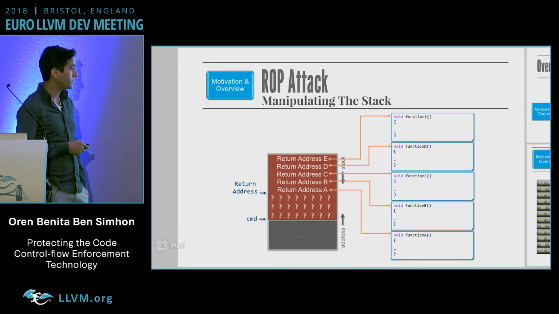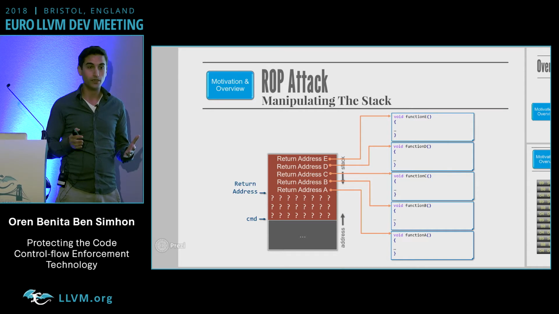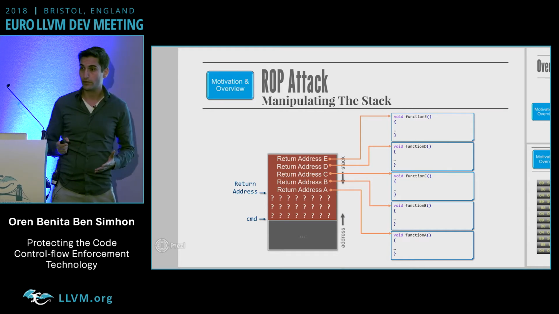So here's an example. We have multiple return addresses, and one return address calls this function, and another return address calls this function, and when you get back, you call another function, and so on. This way, you can actually perform a Turing-complete program of your own based just on libc gadgets.